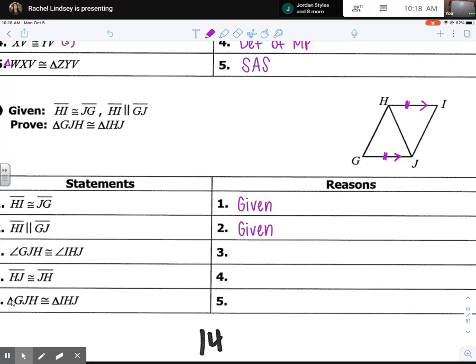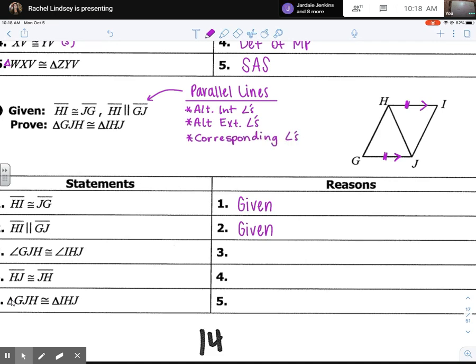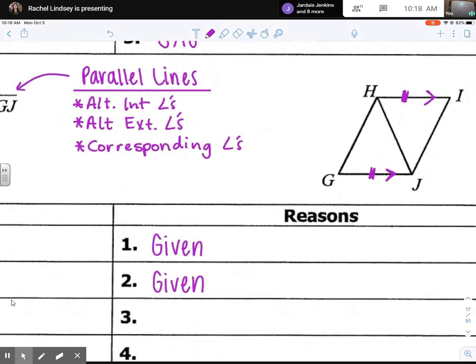So now, anytime you have a set of parallel lines, you could possibly have one of those 3 things: alternate interior angles, alternate exterior angles, or you could have corresponding angles. So since we have parallel lines here, we're going to have at least one of the 3.